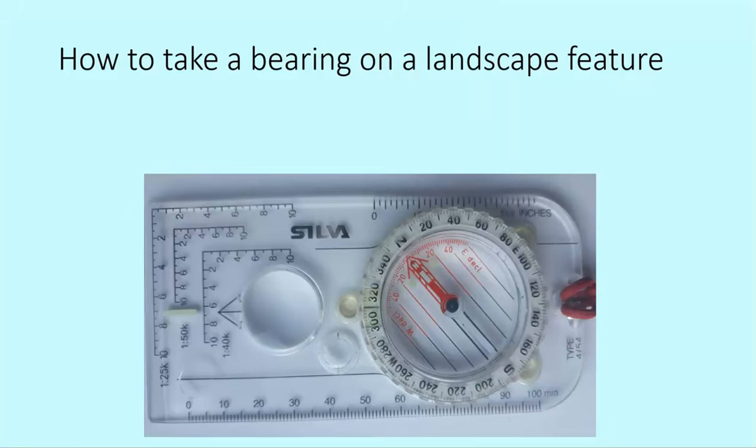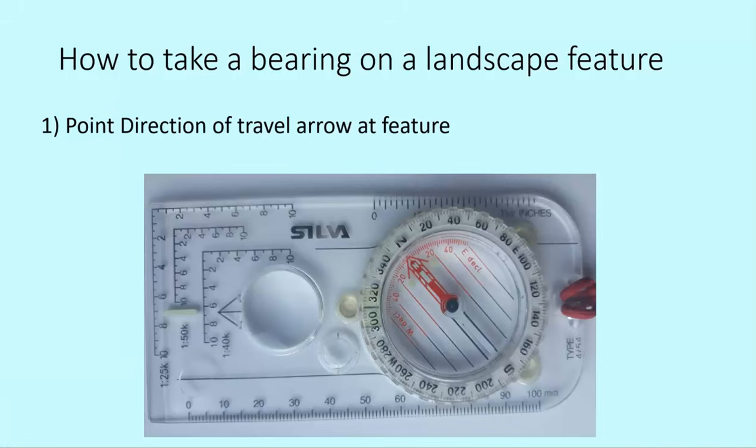Well, I need a compass, obviously, and need to understand a little bit about the parts of the compass. But the first thing I want to do is concern myself with this, which is the direction of travel arrow. So what I do is I point that at the feature that I'm wanting to identify.